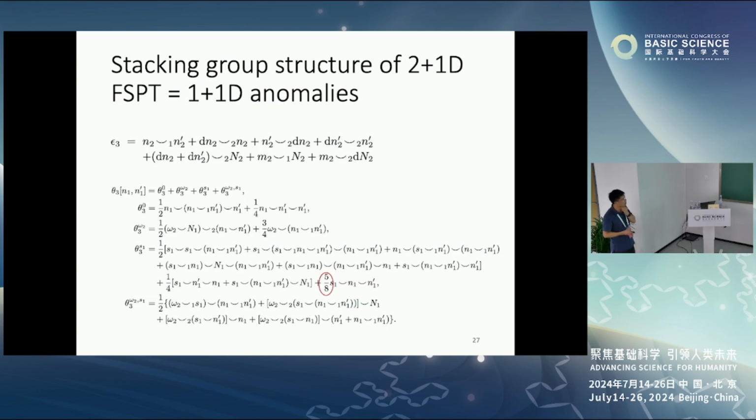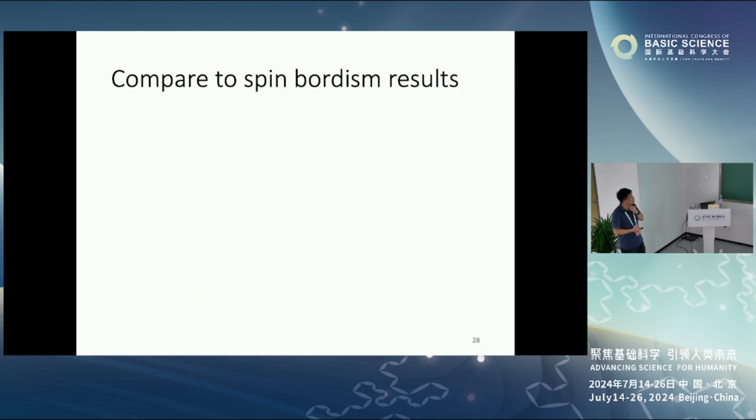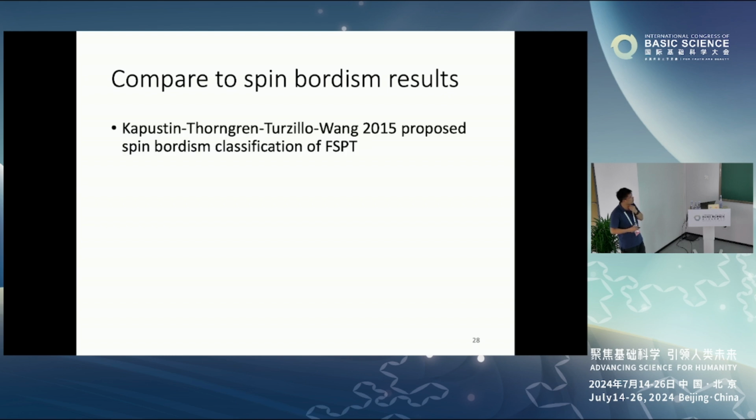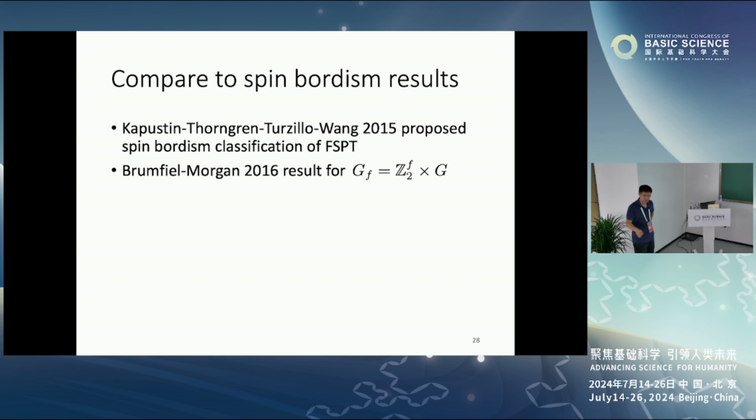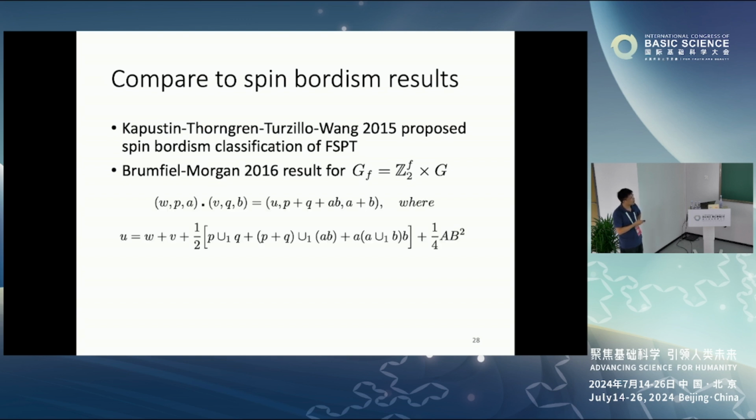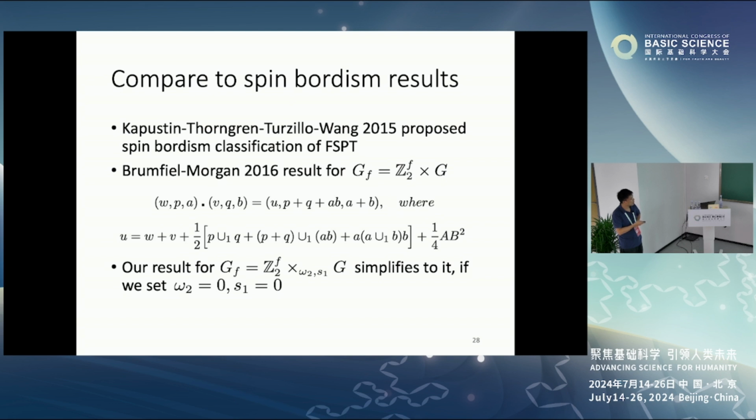And I think that's the first case where we actually computed the 1+1 dimensional 't Hooft anomaly of a fermionic system for arbitrary symmetry group. And there is a comparison with other results, for example, from spin bordism. Kapustin proposed the spin bordism classification for fermionic SPT, and later Brumfiel and Morgan computed a spectral sequence in algebraic topology, and they found the result for Z2^F times G. This is the direct product of these two groups. And also this G should not contain anti-unitary symmetry. Therefore, they have this result. But this result is much simpler than our result because we can just simply set omega2 and s1 to 0.